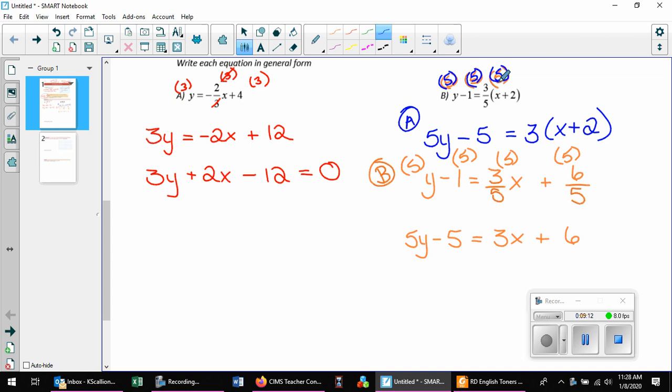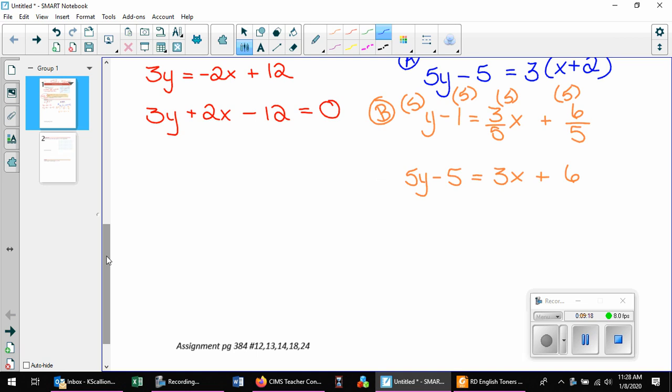Because you guys know that terms are separated by an add and subtract sign, right? You know that from grade 9? Okay, we're not done here. What do we do? Okay, the coefficient in front of the x has to be positive. Is it positive? Yes, it is. So we're going to move these over here.